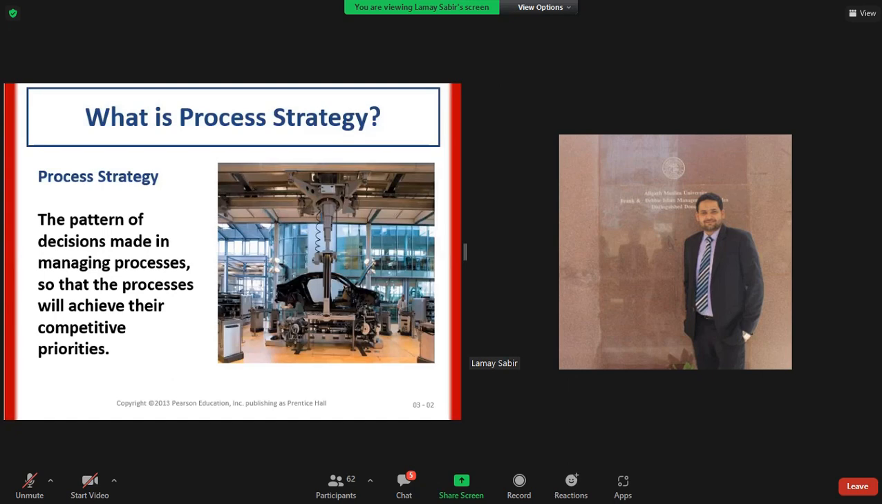And of course, when I talk about product, the process strategy will be different. When I talk about services, the process strategy will be different. Why? We will be discussing in a while.